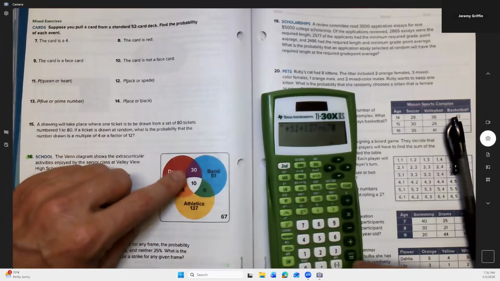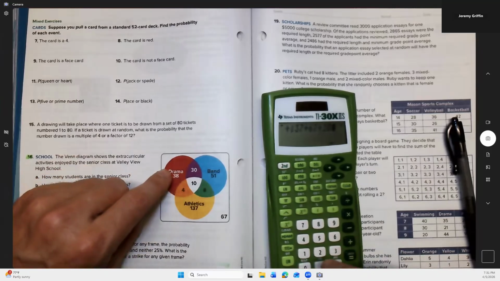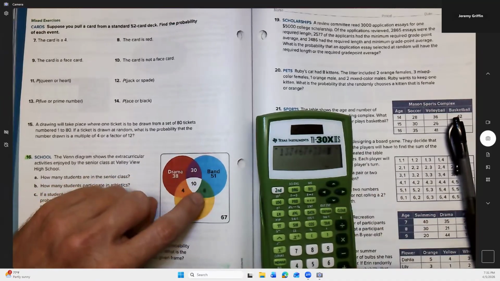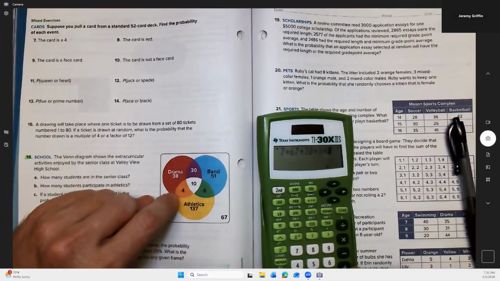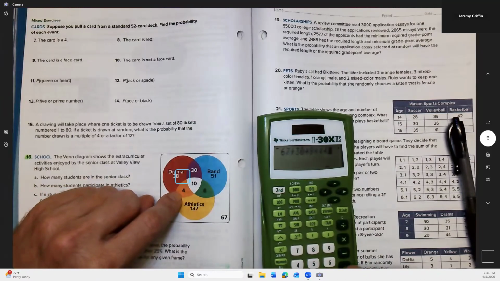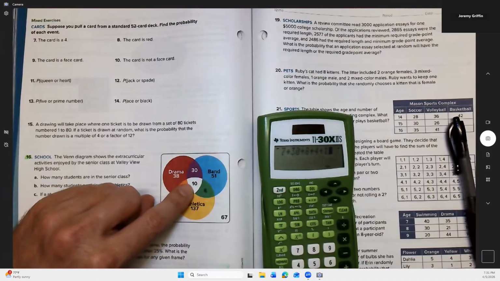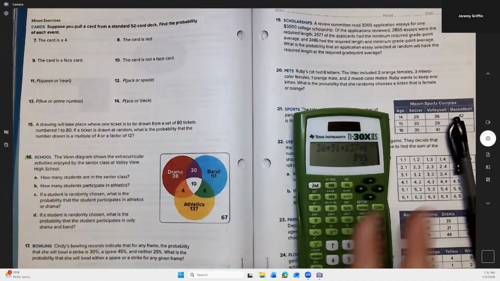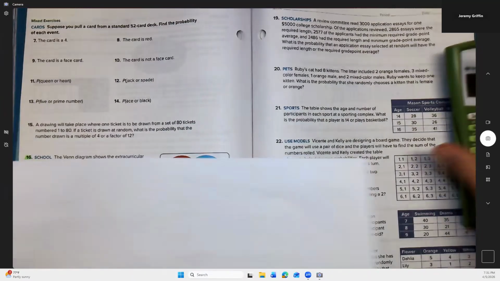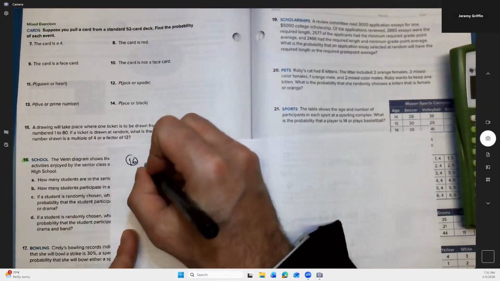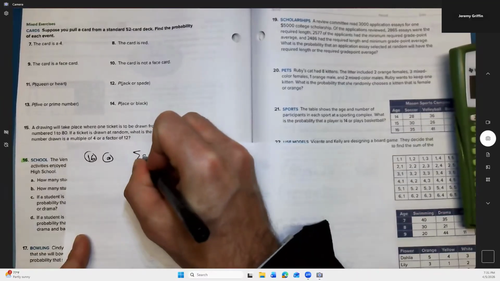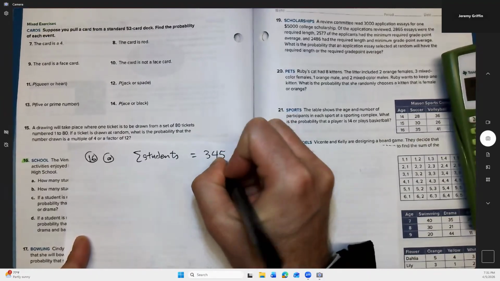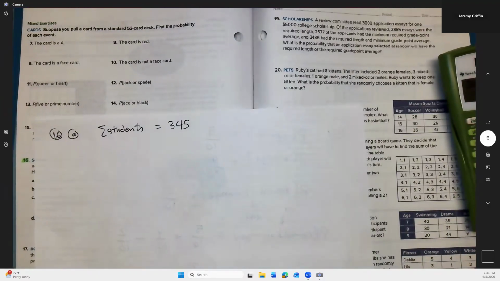Now, what about these intersecting groups? There's 30 in both drama and band that we hadn't accounted for yet, so I just added them right there. There's 8 in band and athletics. There's 4 in athletics and drama. And finally, there's 10 that are in all three of these groups. Okay, now I've got it all together. It looks like 345. So this is number 16A. The sum of the students is 345.